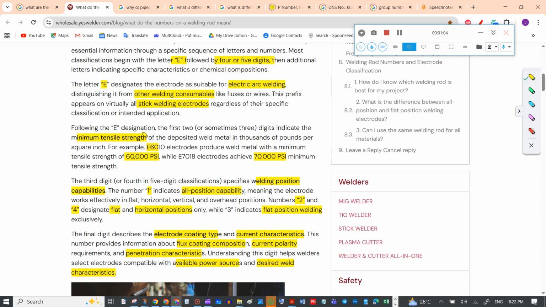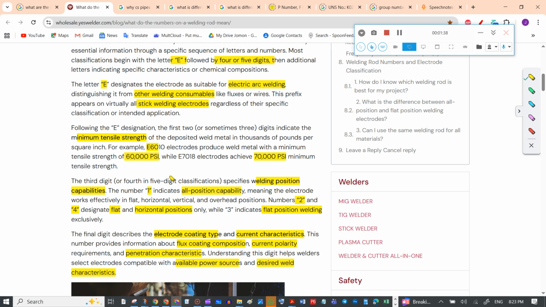Following the E designation, the first 2 digits indicate the minimum tensile strength of the deposited metal in thousands of pounds per square inch, PSI. For example, in E6010, E means electric arc welding, 60 is 60,000 PSI, while E7018 achieves 70,000 PSI minimum tensile strength.